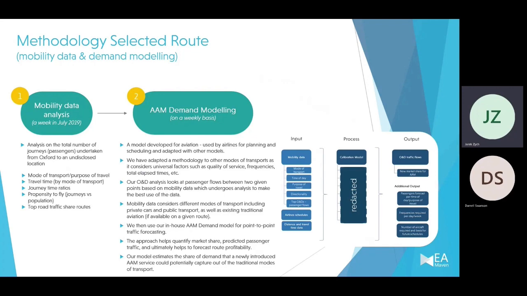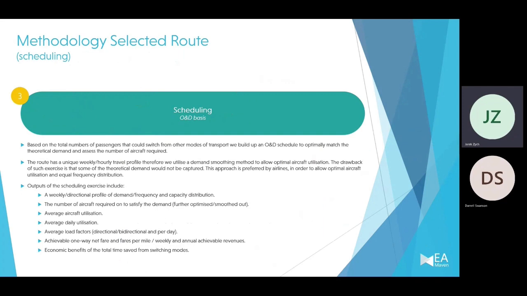So basically out of that, we can create a schedule for each route on an OND basis, and this gives you insights into the number of aircraft required and average aircraft utilization per route in terms of daily or weekly or even yearly utilization, and this translates into load factors, and also we take into account achievable one-way net fares, because fares are quite important.